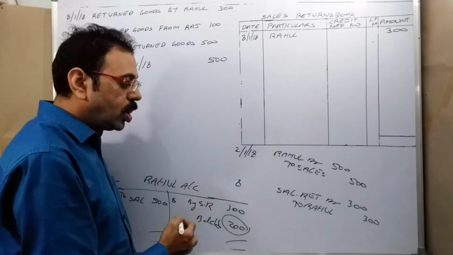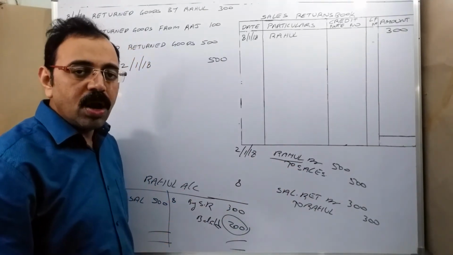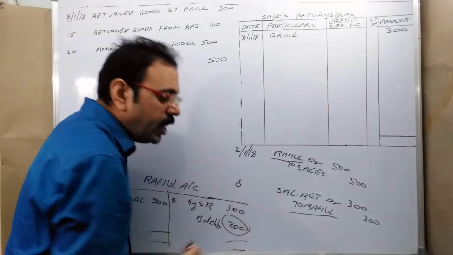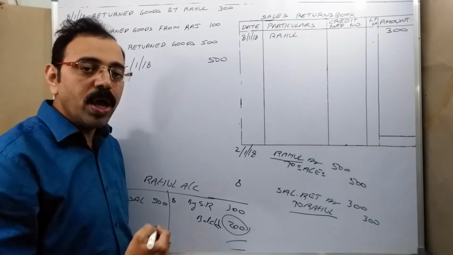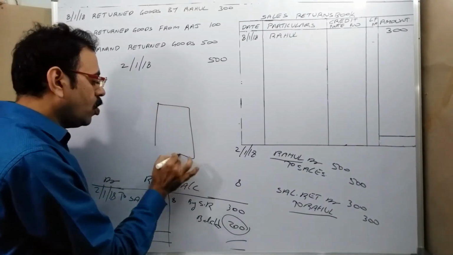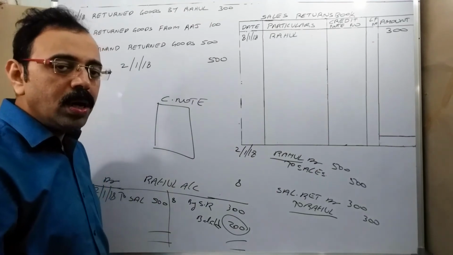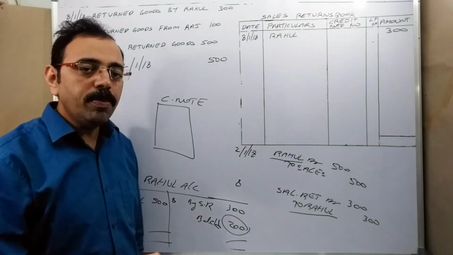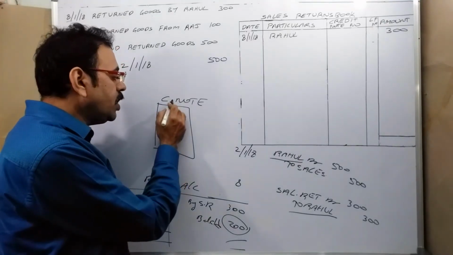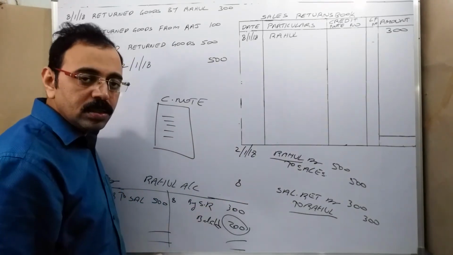When we sold goods to Rahul, in our books we debited his account. Now when he is returning goods to us, in our books we are crediting his account. He should know about that. For that sake, we prepare a credit note. So remember, debit note, credit note. These two are prepared by whom? By the firm only. Now in the credit note, we mention the details of these returns.